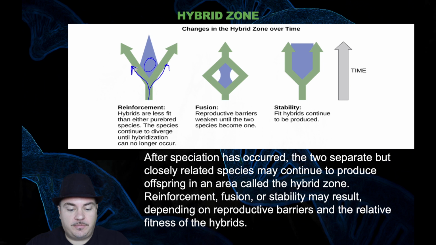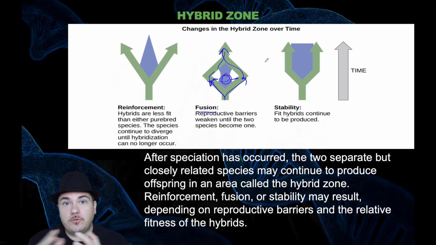So what happens is these species keep diverging farther away from each other, and the hybrids start to die off. So that's reinforcement. You reinforce the separation of the two species. Another thing that can happen is fusion. So you start to separate two separate species, but they're able to produce hybrids. And it turns out these hybrids are also just as healthy as the two separate species. So what happens is the two species and the hybrids are all exchanging genetic information, so they combine back into one gene pool. So they fuse back together.